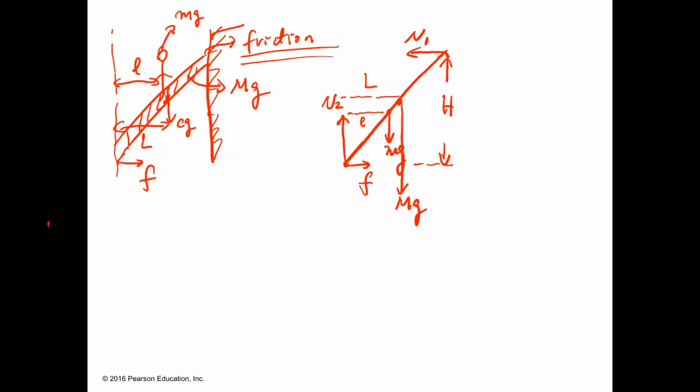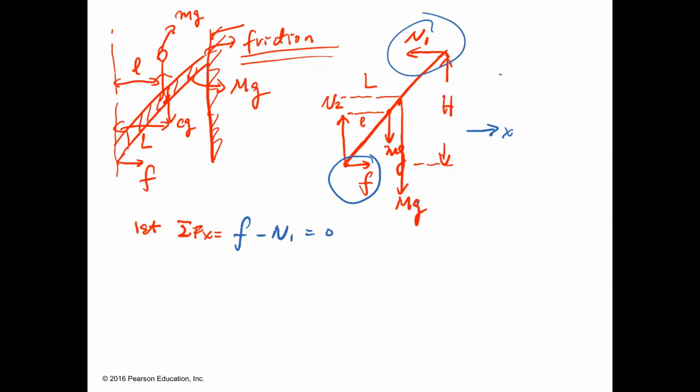First, we want to use the first condition, right? So the forces in the horizontal direction need to be 0. What are the forces in the horizontal direction? That would just be this force and this force, the normal force from the wall and the friction force. So if we define this as the positive x direction, that will be F minus N1 equal to 0, right?